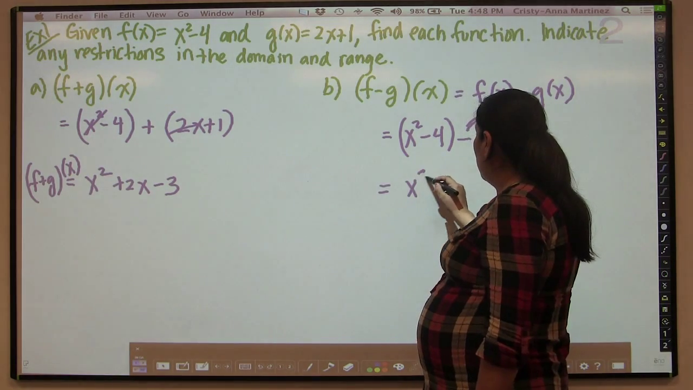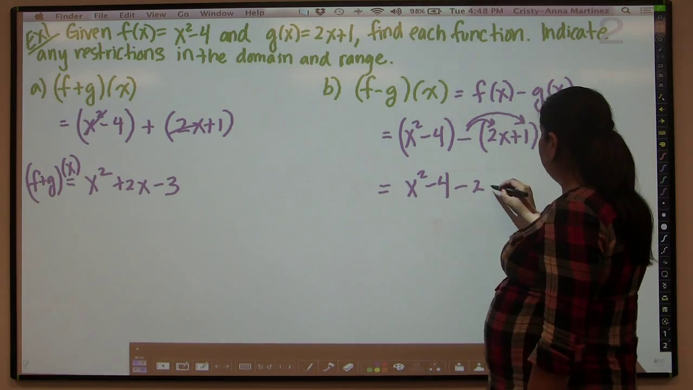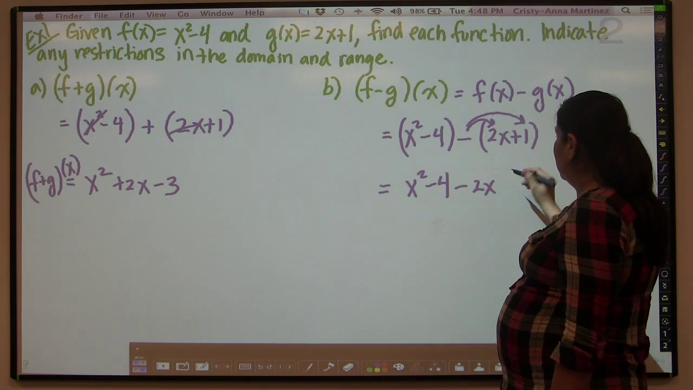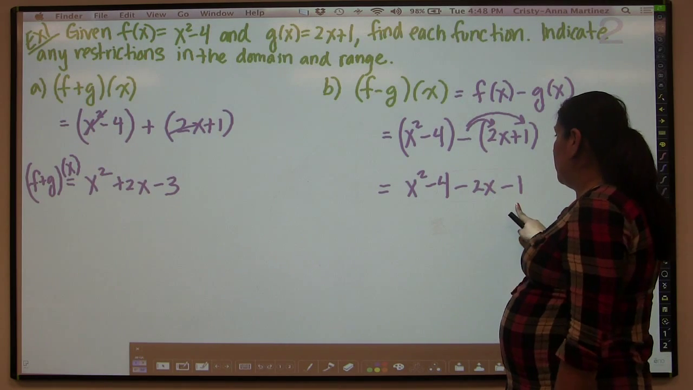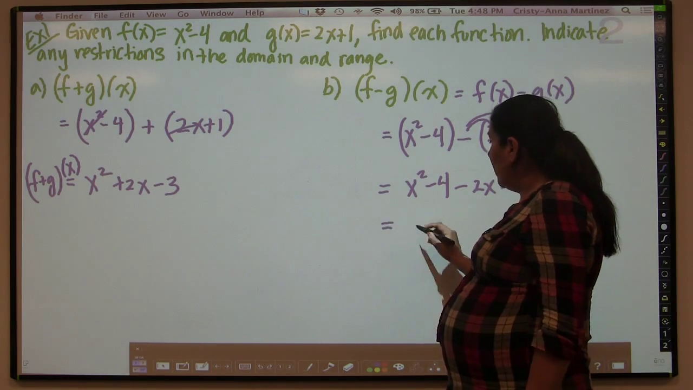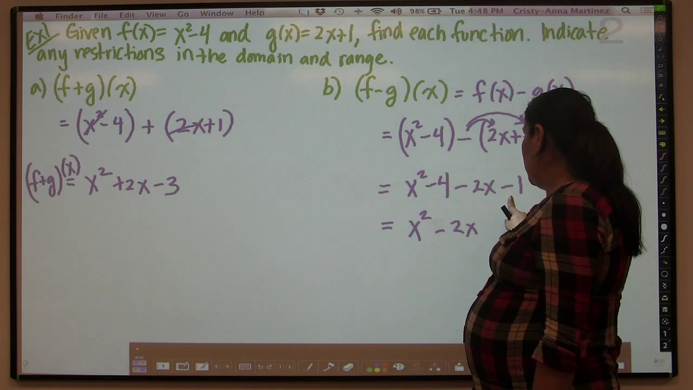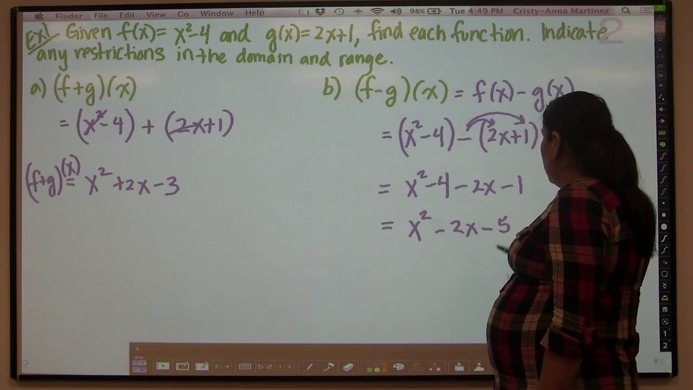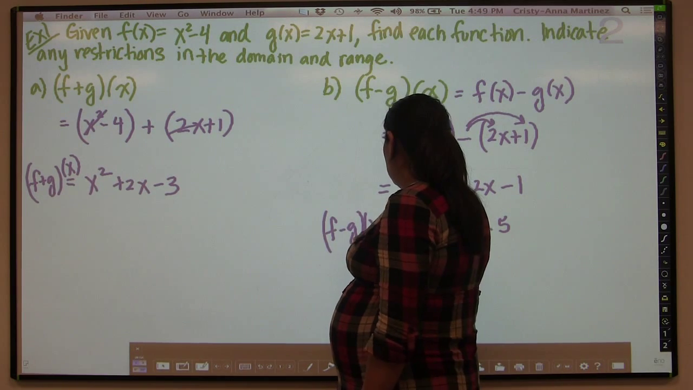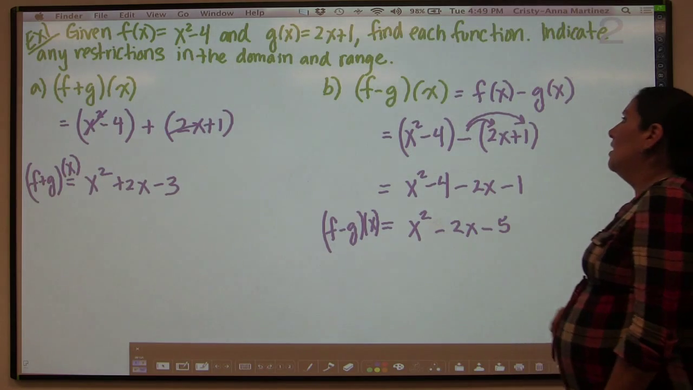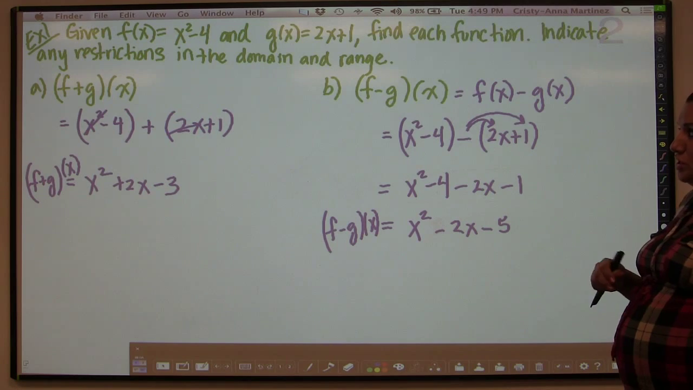But we're going to get x squared minus 4, and then we're going to have minus 2x. And then negative times +1 is -1. So over there we had plus 2x plus 1. Now we're going to have minus 2x minus 1. And again, we're just going to combine our like terms. So we get x squared, we have a -2x. And this time we have -4 and a -1, which makes -5. And so this represents f minus g of x. All right, and again, same idea with domain. The domain is going to be all reals because the domain of the original functions was all reals.